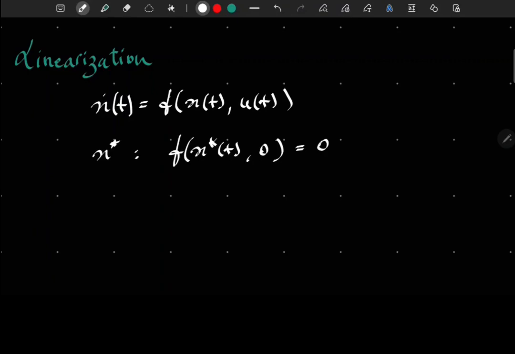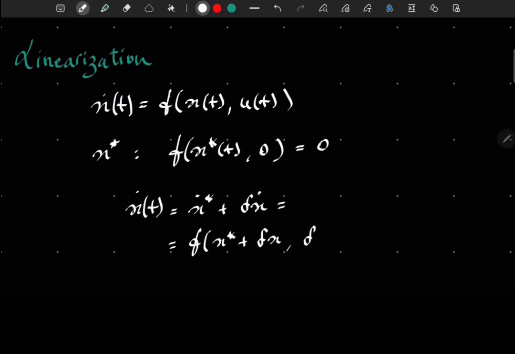Now we can approximate the behavior of the system close to x star by using the Taylor series of f. So we write x as x star plus a small displacement delta x. And now we can apply f, so this will be x dot actually. And let's assume we also have a small control action u around 0.